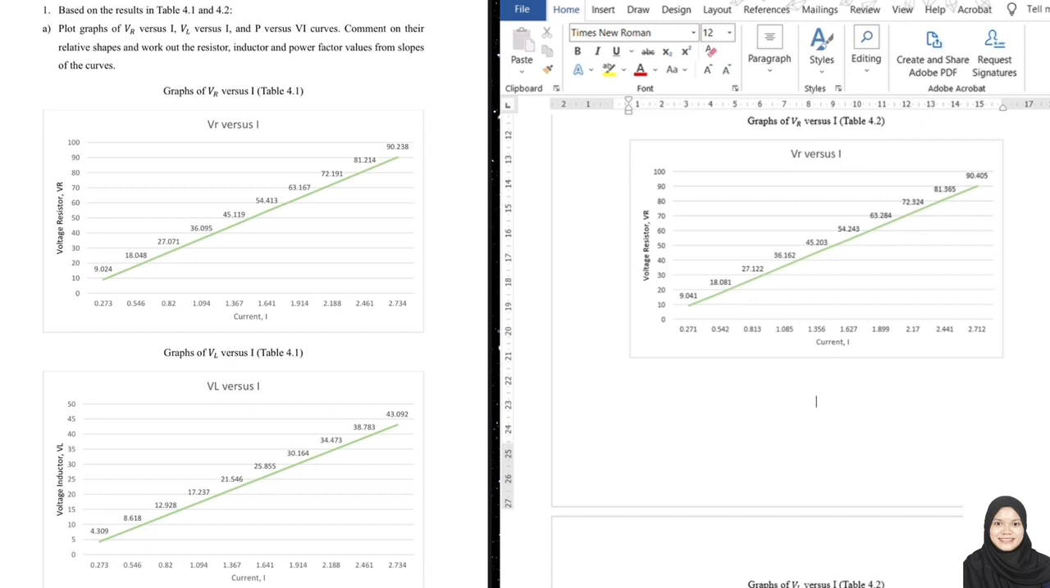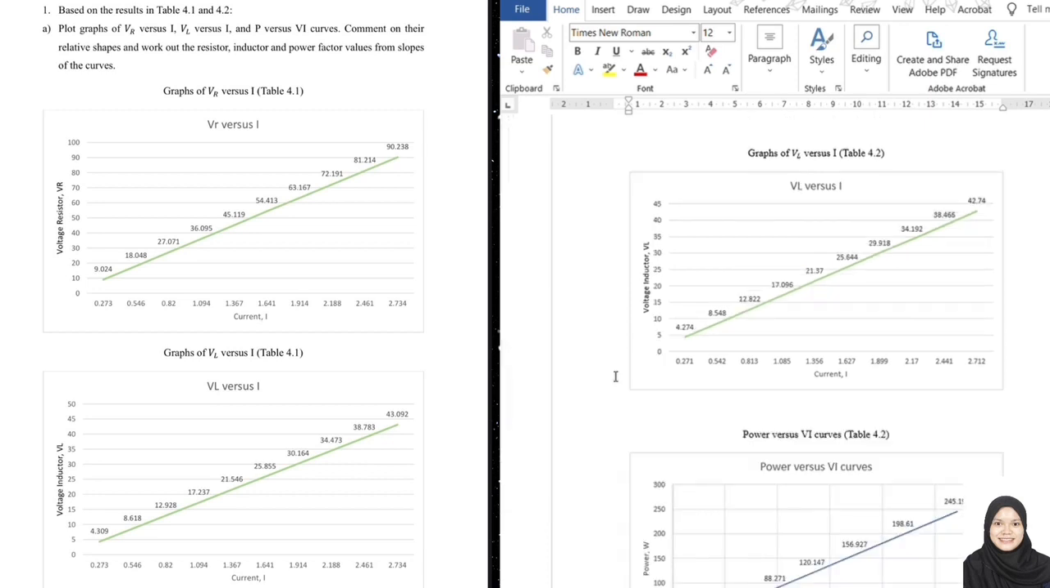We got the value of VR is 9.024, but the difference for table 4.2 is the value of current is 0.271 and the VR is 9.041. So from this graph we can see that the value in table 4.1 is more than table 4.2.